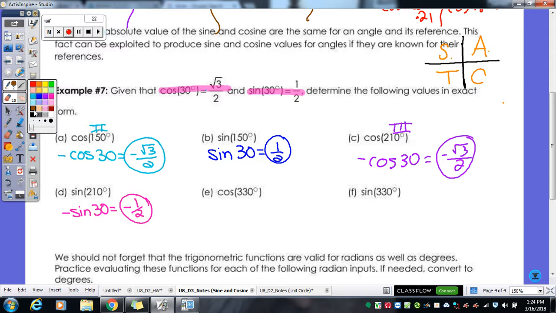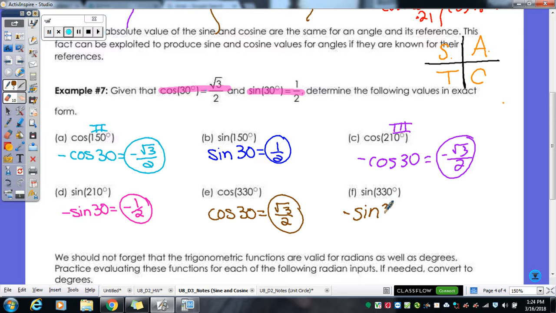E, 330, what quadrant are we in now? Fourth quadrant. What is positive in the fourth quadrant? Cosine. So cosine of 330 is the same as the cosine of 30. So radical 3 over 2. So then sine is what in the fourth quadrant? Negative. So this would be negative sine of 30, so negative 1/2. So you're using that reference angle to find it.